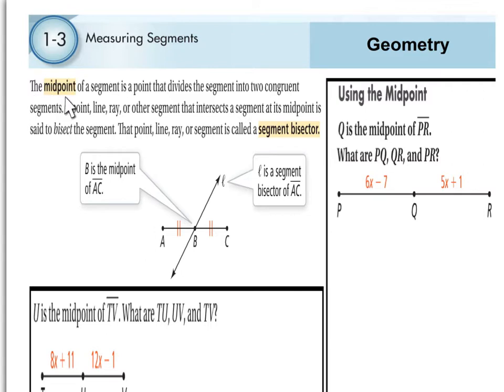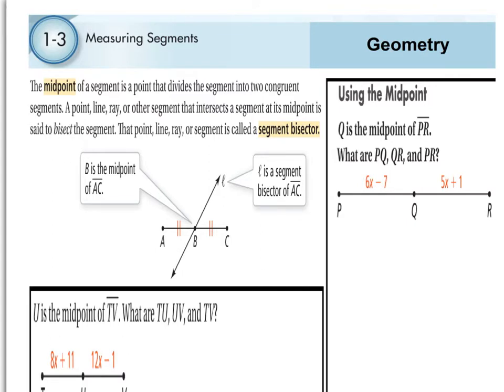The midpoint of a segment is the point that divides the segment into two congruent segments. Essentially, the midpoint is exactly in the middle. It's exactly what it says it is. A point, line, ray, or other segment that intersects a segment at its midpoint is said to bisect the segment. This is a key word here, bisect.